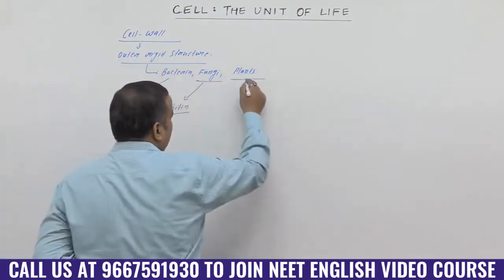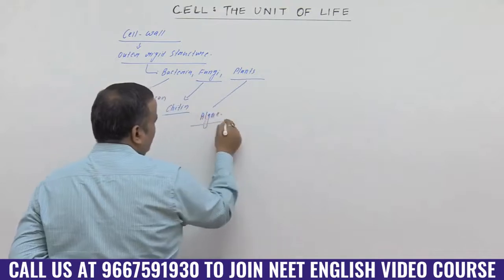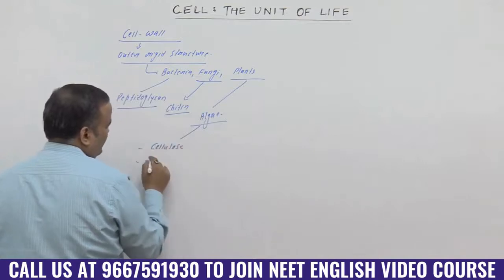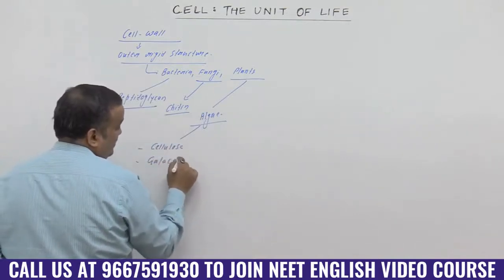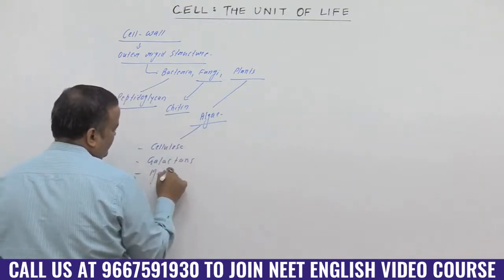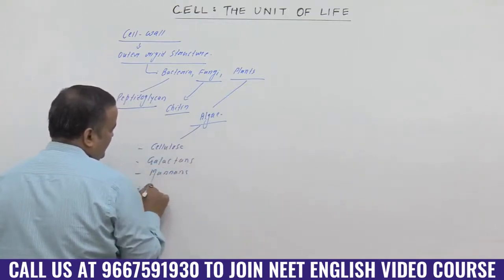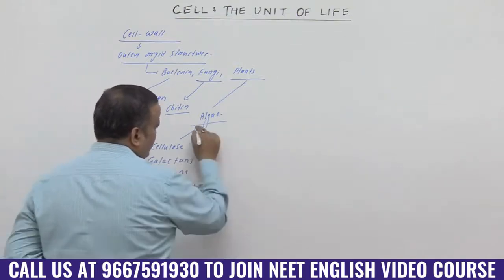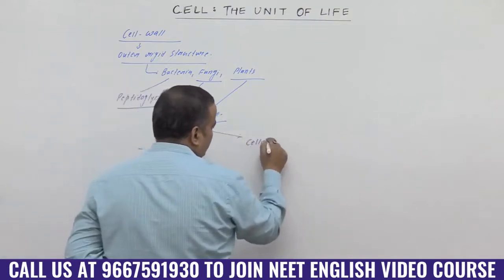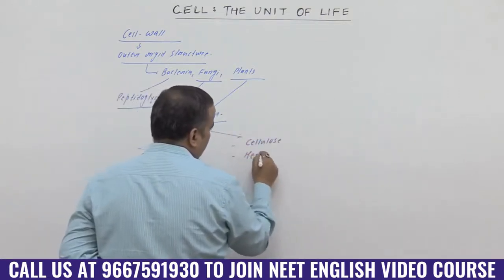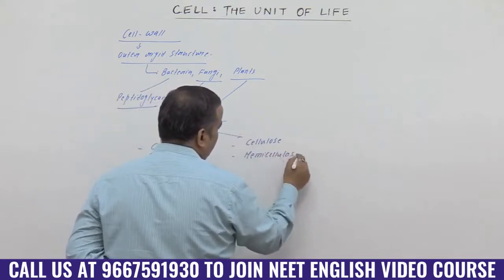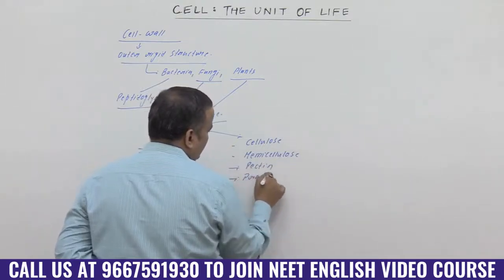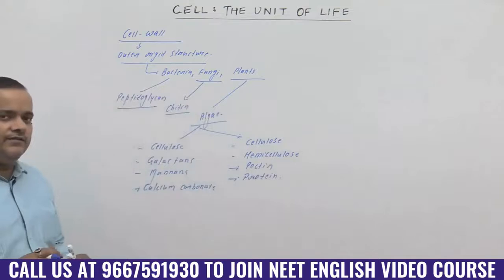And in case of plants, in case of algae, it is made up of cellulose, galactans, mannans, calcium carbonate, and in case of higher plants, it is made up of cellulose, hemicellulose, pectin, protein, etc. So these are the different components of cell wall in different organisms.